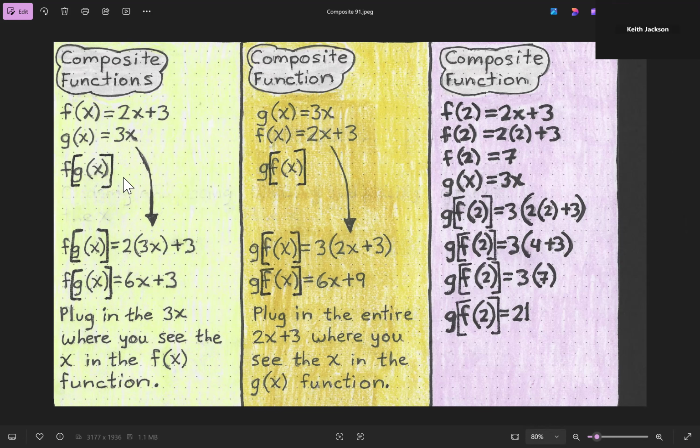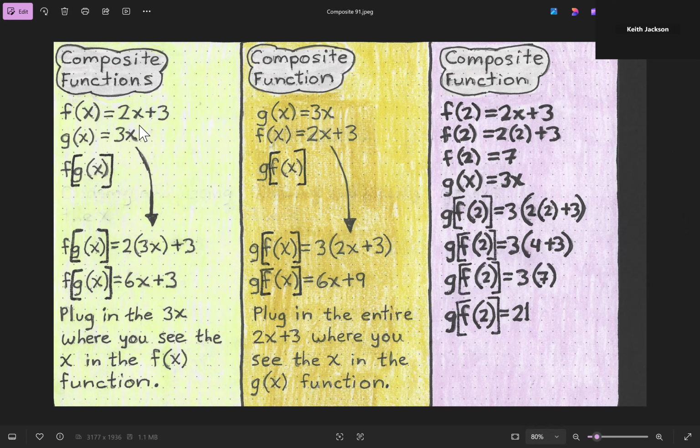All we're going to do is take whatever g of x is, the output of g of x, and plug it into f of x. That's it. So we're just going to take this 3x, and instead of putting x here, we're going to replace that x with that 3x. So the function is equal to 2 times 3x plus 3, as opposed to 2x plus 3, as you see right here.